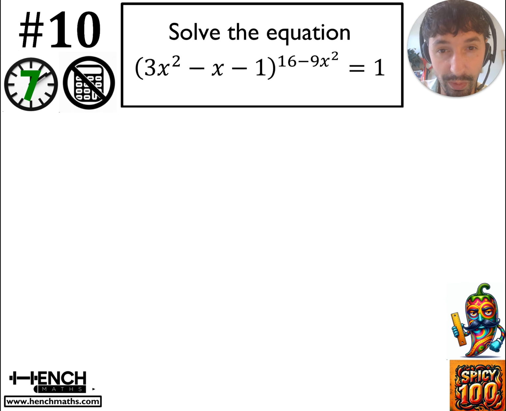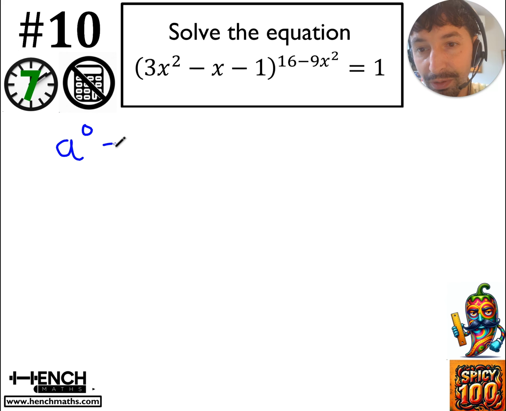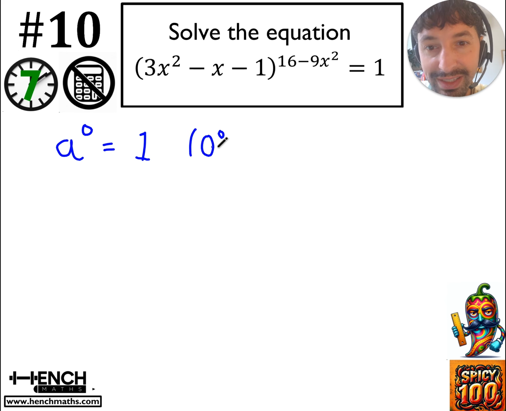So this is an indices question, and we also have some quadratic expressions involved as well, so we're going to need to think about those. The first thing I think of when I look at this is that we have something to the power of something, and that is equal to 1. So I know that that happens when the power is 0. So a to the power of 0 is 1. Is this always true? There is one slightly strange exception, is that 0 to the power of 0 is undefined. It's a bit of a weird expression. So most of the time, anything to the power of 0 is 1.